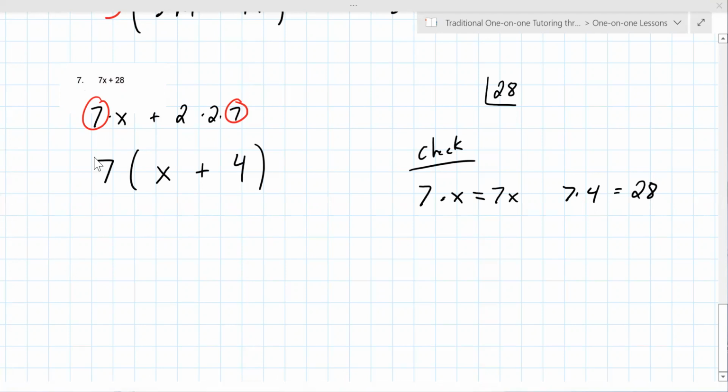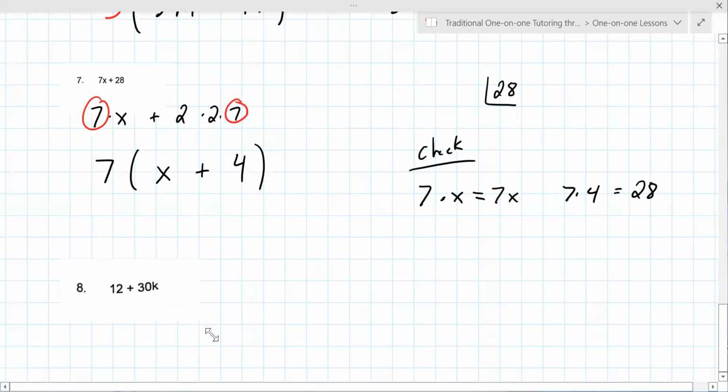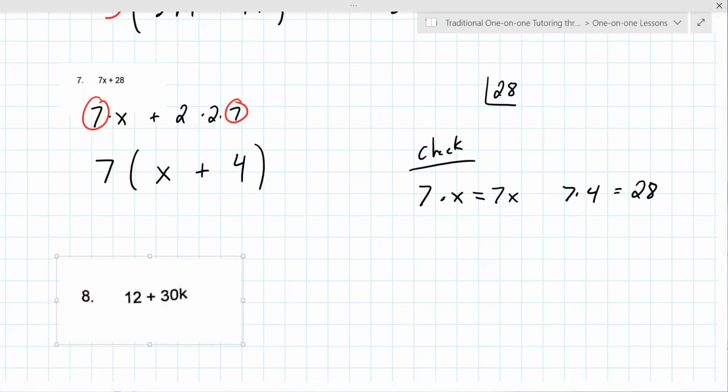Okay, so we should do 8 because, with this new topic here, probably one more practice problem would help you. Please try it on your own. Let me know if you have any questions, and we'll look at some of the review exercises.